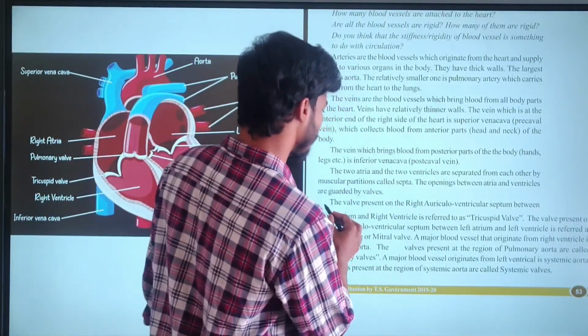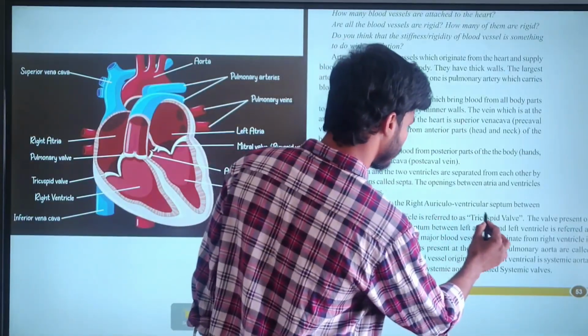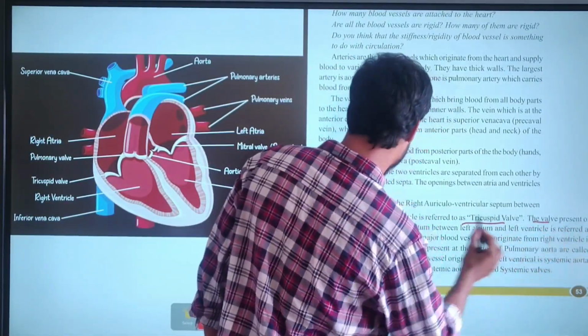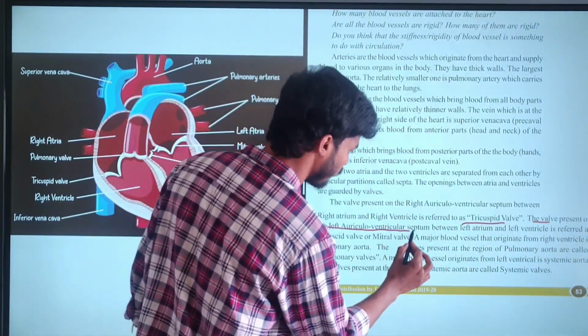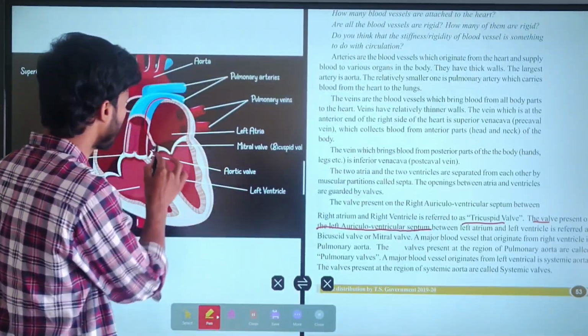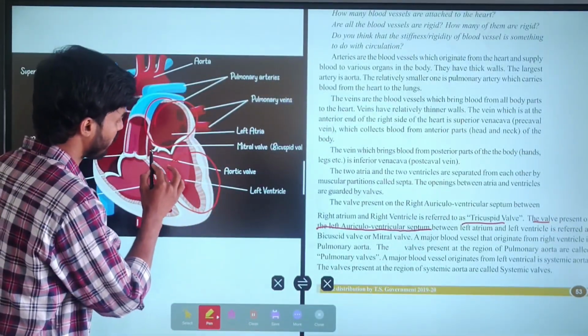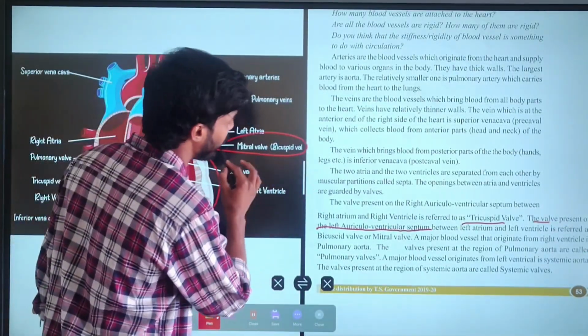The valve present between the right atrium and right ventricle is the tricuspid. The valve present between the left atrium and left ventricle septum we call the mitral or bicuspid valve.